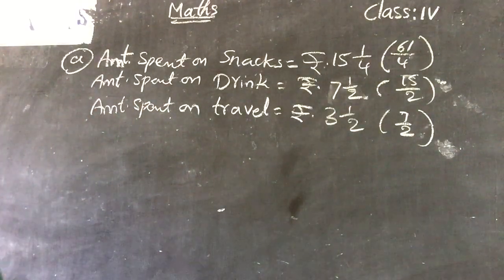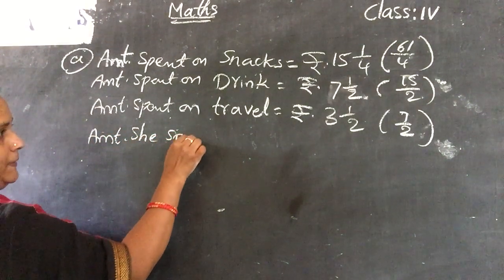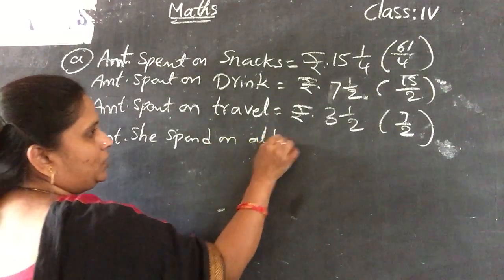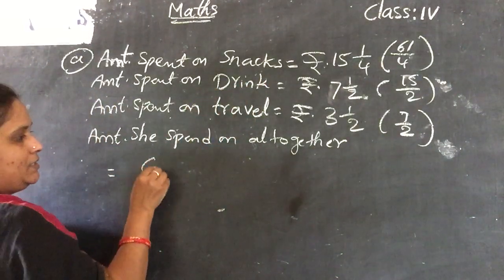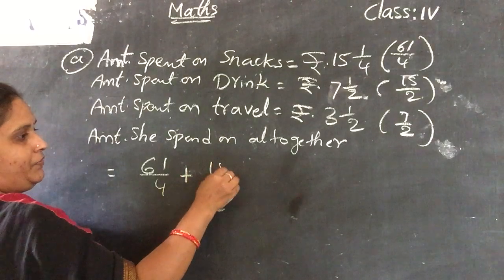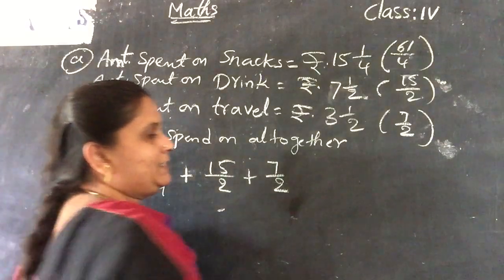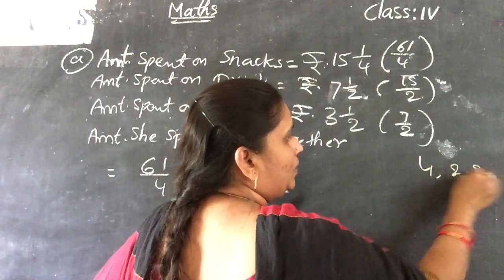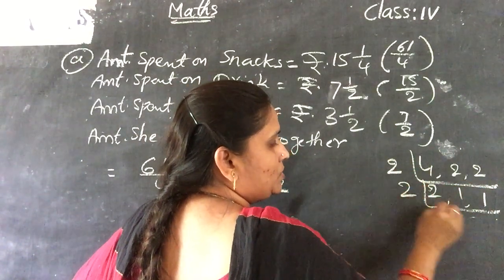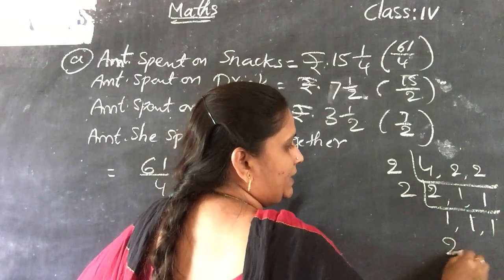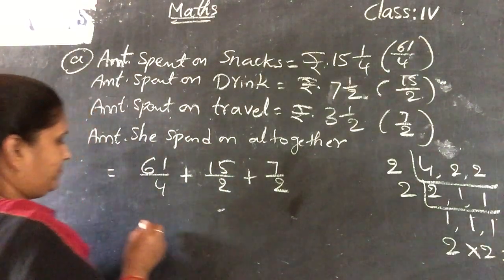Now the amount she spent all together is equal to, first, how much is the answer, children? 61/4 plus 15/2 plus 7/2. Okay, first take the LCM of 4, 2, 2. If you take the LCM: 2 2s are 4, 2 1s are 2, 1s are 1. What is the LCM we will get here? 2 into 2, 2 2s are 4 is the LCM.